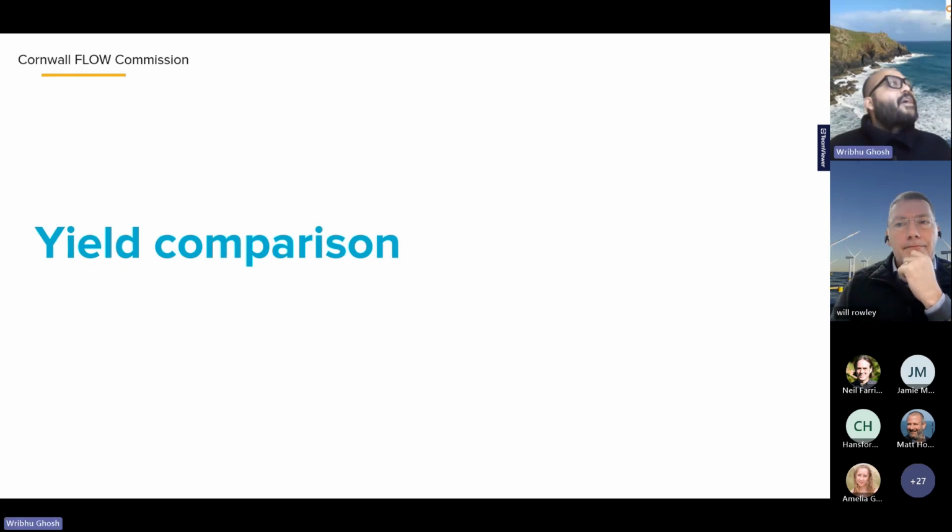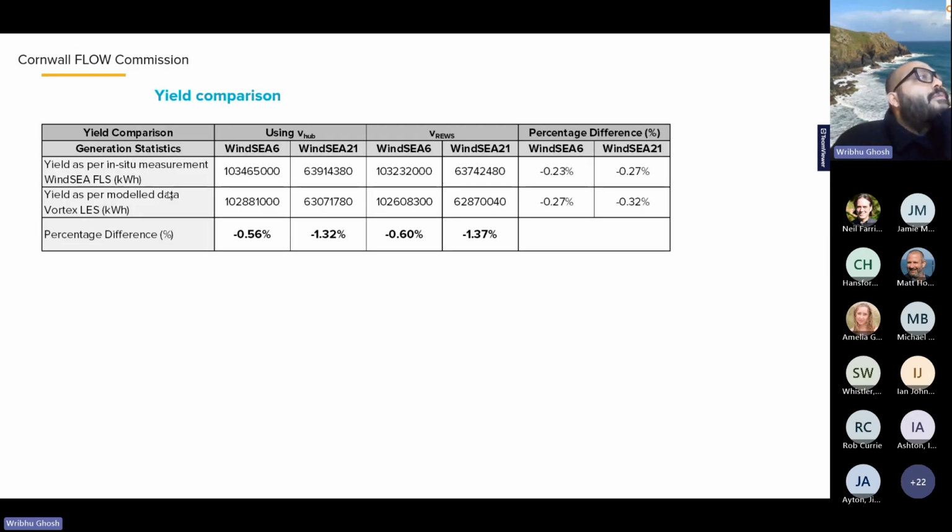Yeah. Okay, coming back to the yield comparison, which is where we want to see how the model actually performs. Now this table, in this first bit, we have used the hub height wind speed, which is the 150-meter wind speed, with the IEA reference turbine power curve to measure the total generation for the concurrent timestamps that we had. And this is for the rotor equivalent wind speed.